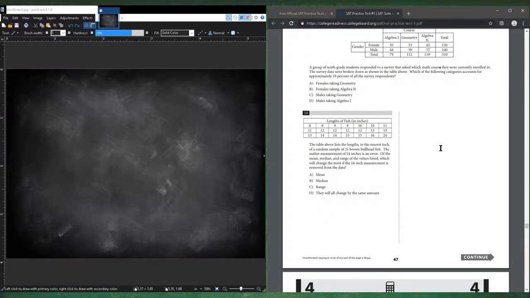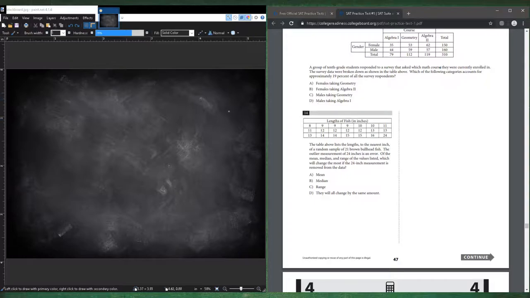The table above lists the length to the nearest inch of a random sample of 21 brown bullhead fish. The outlier measurement of 24 inches is an error. Of the mean, median, and range of the list above, which would change the most if the 24 measurement is removed from the data? Okay, so this question is basically interpreting the chart and understanding your basic statistics.